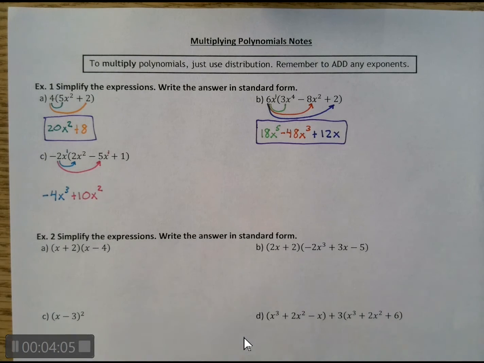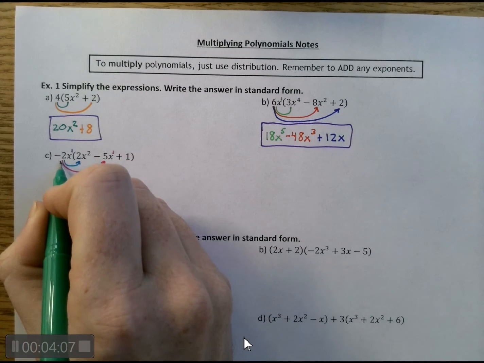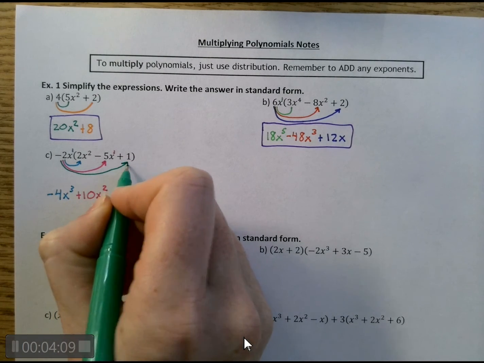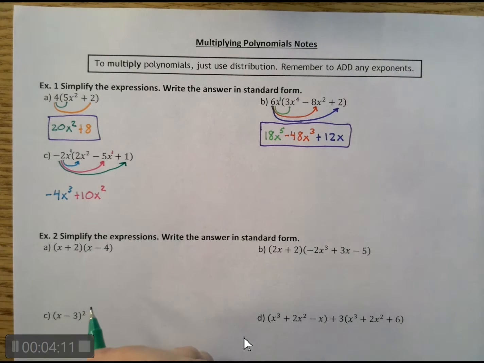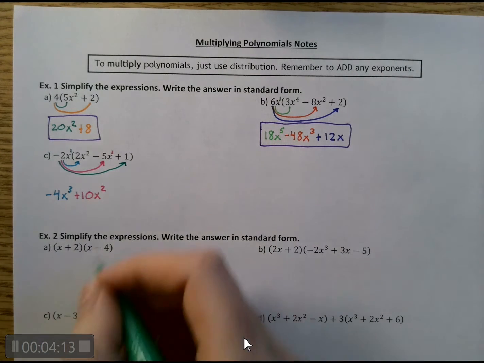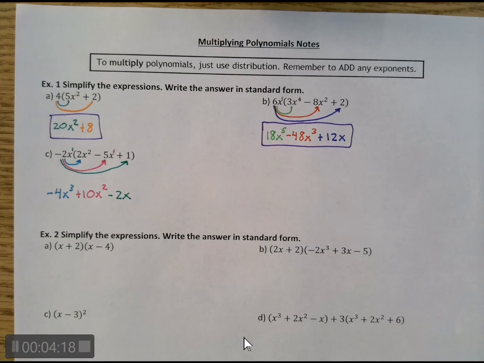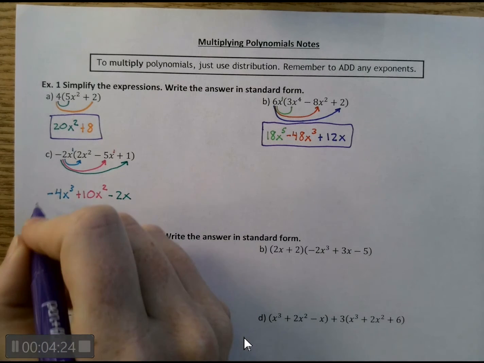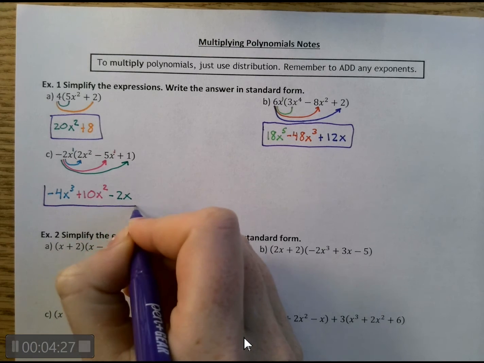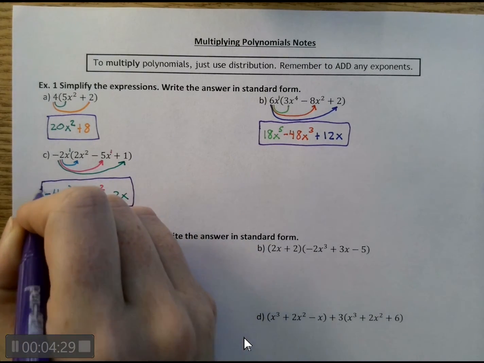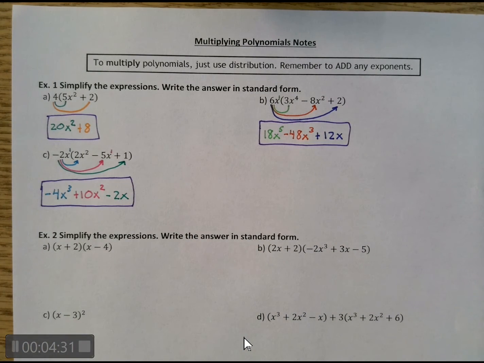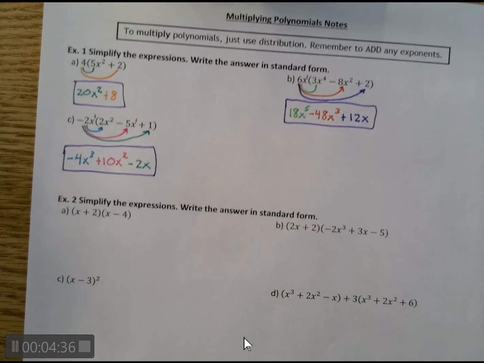And then finally, negative 2x times 1. And remember, anything times 1 is itself, so this is just going to be negative 2x. And our directions did say to make sure that we're putting these in standard form, but they've all been in standard form. We have not had to worry about that. So we're doing good so far. Okay? Alrighty. Now we're going to step it up a notch.